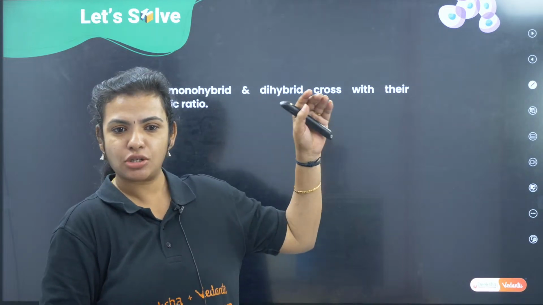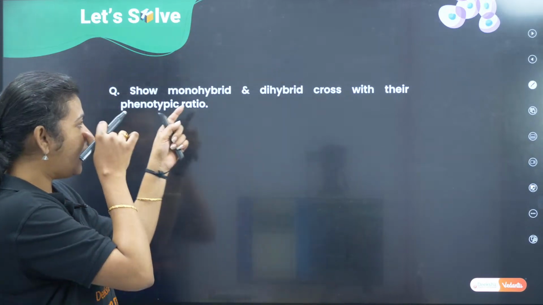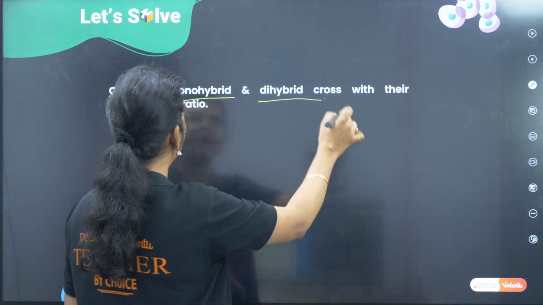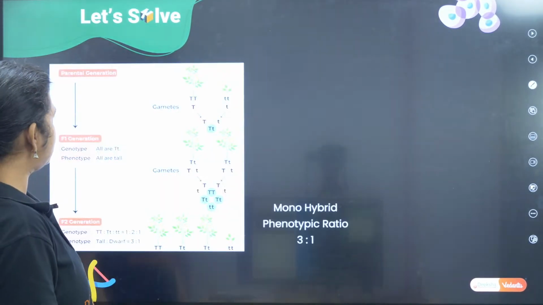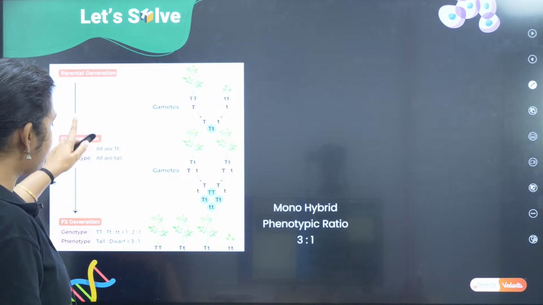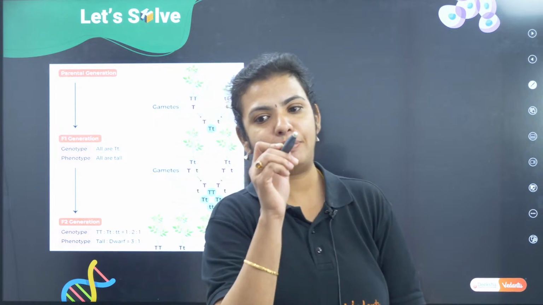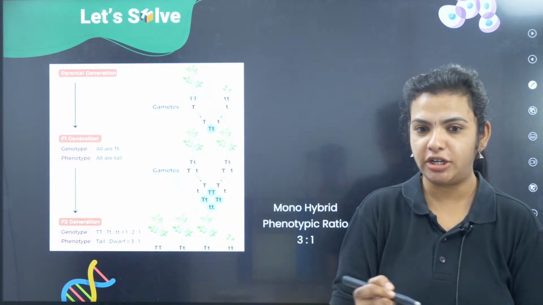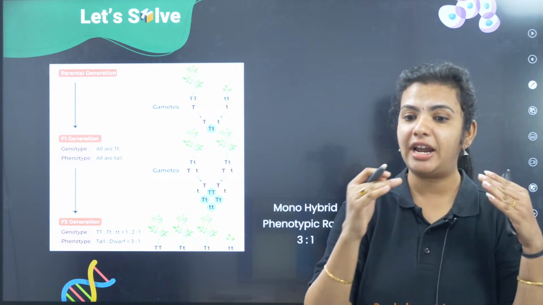All right. So, just quickly we will brush through the long answer and short answer questions that are repeatedly asked. Again, they have asked monohybrid and dihybrid cross with the phenotypic ratio. Yesterday also we saw this question. This is the monohybrid cross: capital T cross with small t, tall and dwarf, and then you get the gametes.